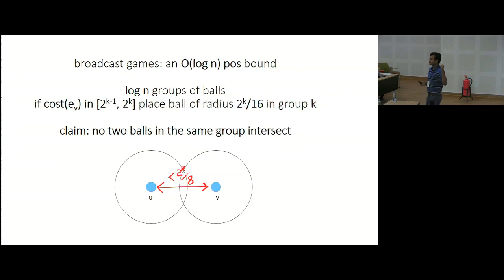But if I'm able to show that, what would I get? Well, note that I only have logarithmically many groups. I've created these groups in powers of 2. So I have only log n groups. So beta is just log. Alpha is a constant. So if I'm able to show that these balls don't intersect, then I'm done. I get a log n bound on my price of stability. Now showing that these balls do not intersect is a little complicated.